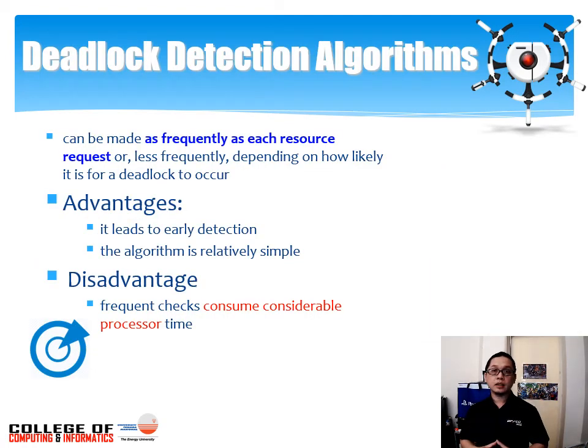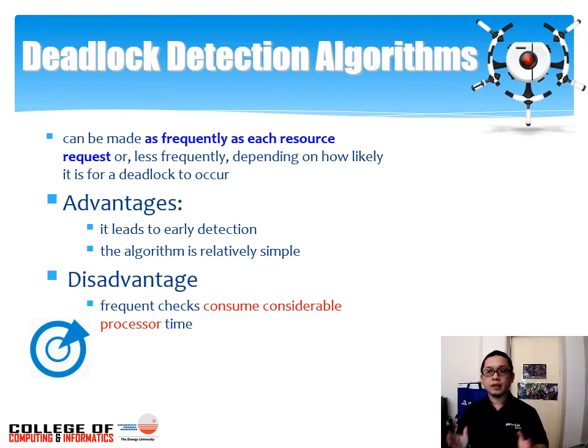So the main advantage in the deadlock detection algorithm is that you have a frequent check of the status, whether a process is actually safe to execute or not. So early detection can be made, and the algorithm is simple because you just do the checking and cross-checking throughout the execution of the process. But at the same time, this will consume a considerable amount of CPU time.